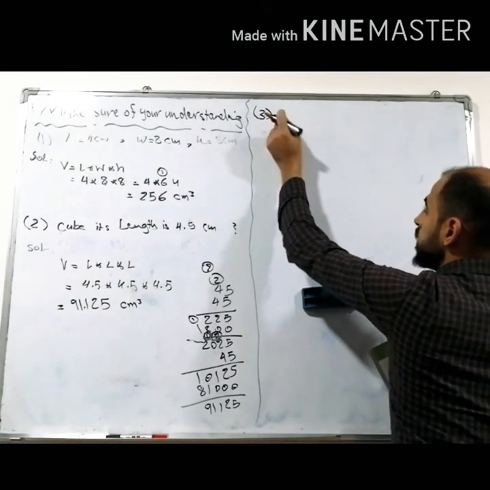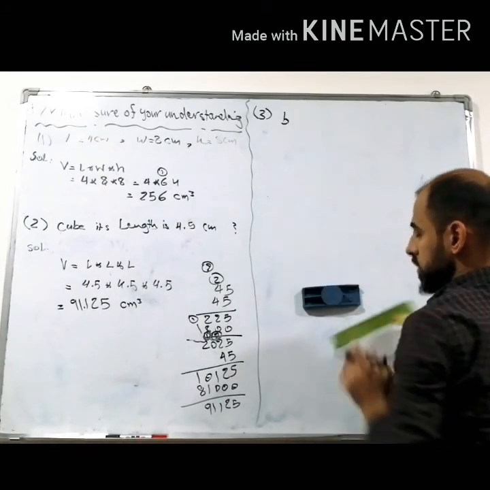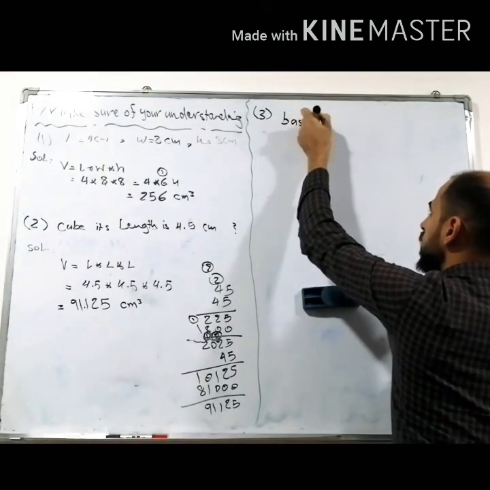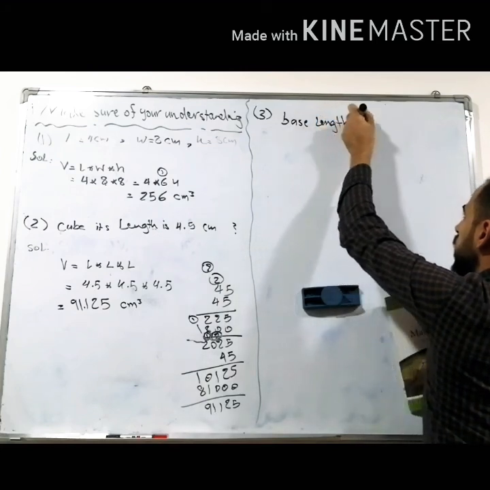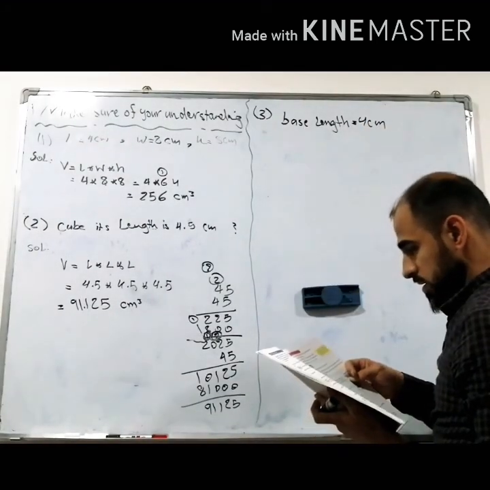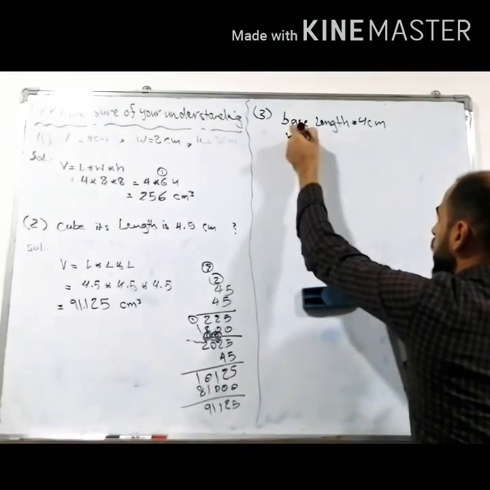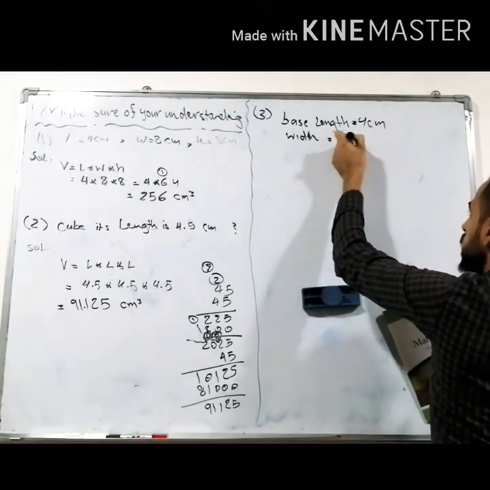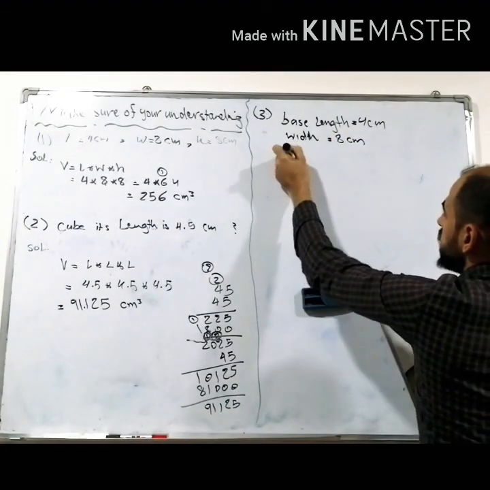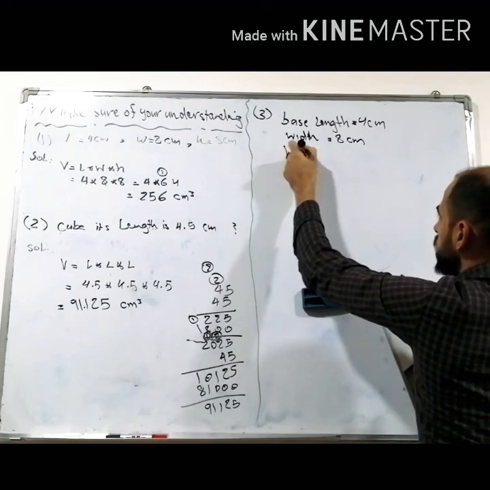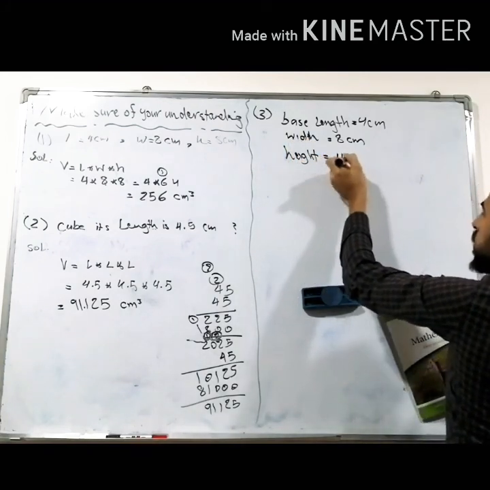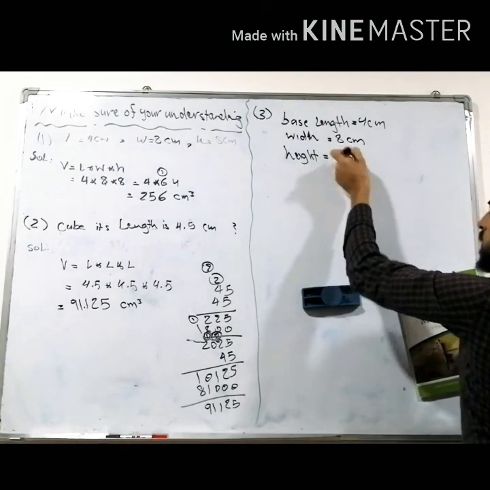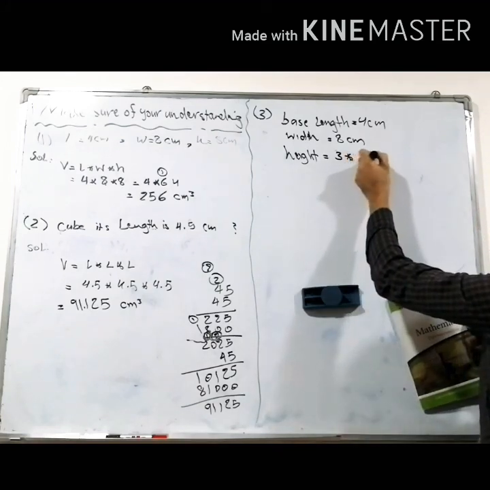So the base length is 4, and its width equals 8, and its height equals 3 times. 3 times means 3 by the base length.